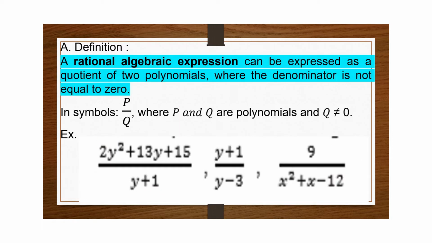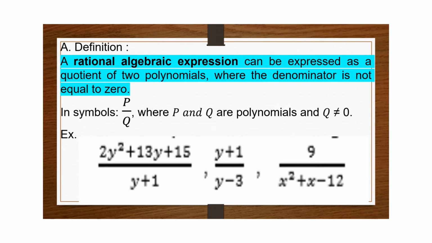Go to the definition of rational algebraic expression. This is now our main topic for this module. A rational algebraic expression can be expressed as a quotient of two polynomials where the denominator is not equal to 0. In symbols, we can write P over Q, where P and Q are polynomials, and the Q, the denominator here, should not be equal to 0.